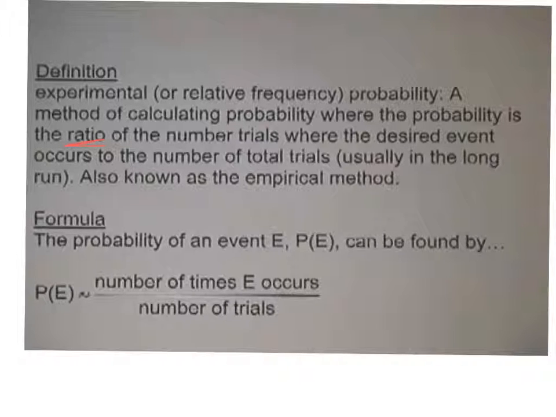So basically what we're looking at here in the formula section is the probability of event E. So our probability notation there, P of E, can be found by the number of times E occurs divided by the number of trials. So we've got some information and tables, some data that has been collected over a period of time, and we want to know, well, what is the probability of this event occurring, given the data that we've got saved.